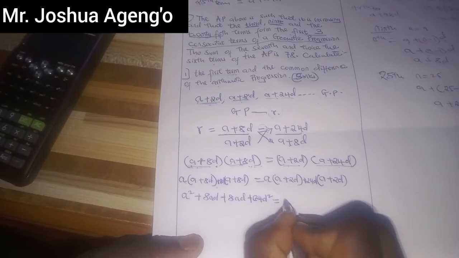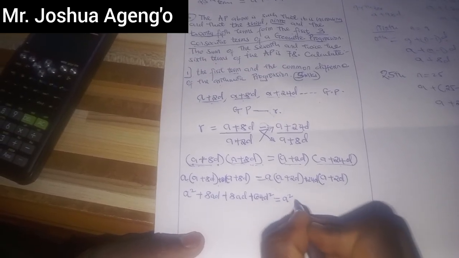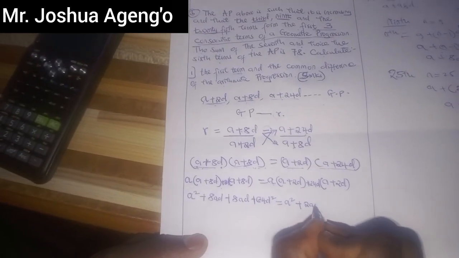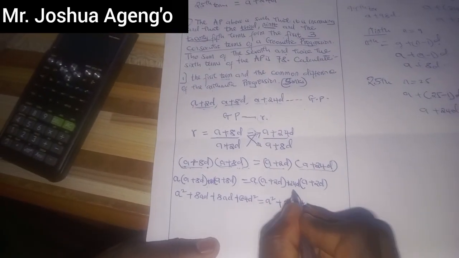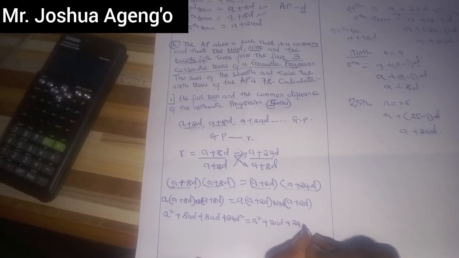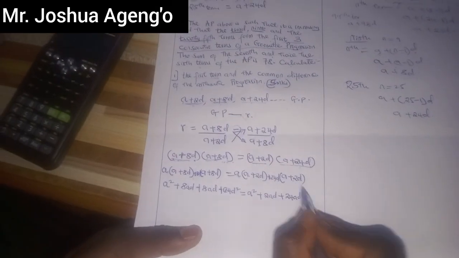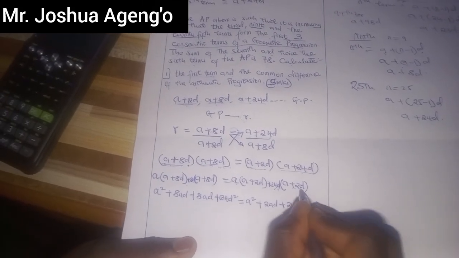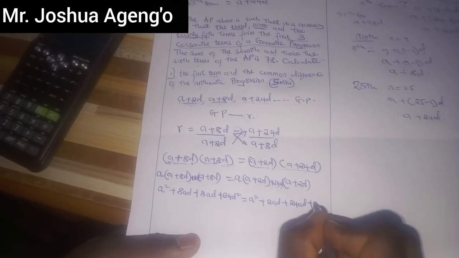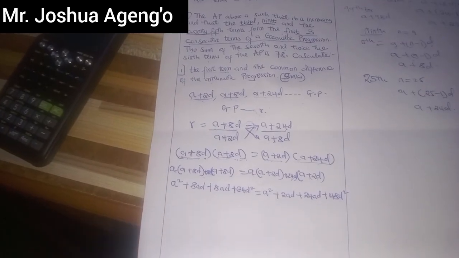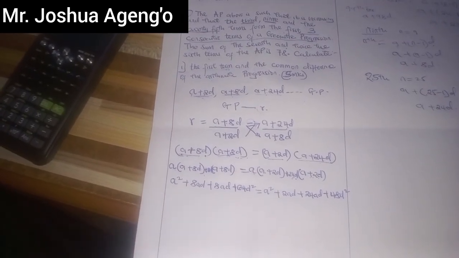I'll have a times a, that is a squared. Then plus a times 2d. That one will be 2ad. Then plus 24d times a, that one will be 24ad. Then plus positive times positive will be positive. Then 24d times 2d will be 48d squared. Then now we can now collect the like terms.